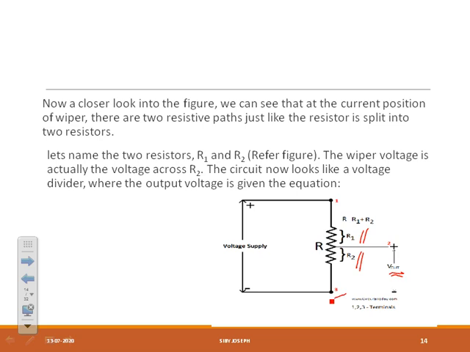As terminal 3 is connected to the negative of the supply voltage, we can measure the output voltage with respect to terminal 2 as positive and the reference voltage as terminal 3. So the output voltage is the voltage across terminal 2 and terminal 3, that is, the wiper and terminal 3. And the circuit now looks like a voltage divider. So the output equation can be written by using the voltage divider rule.